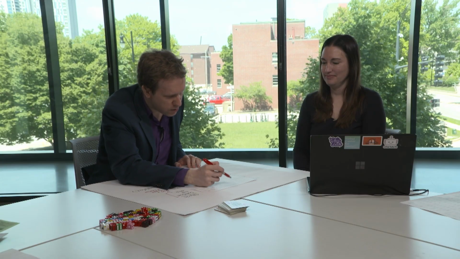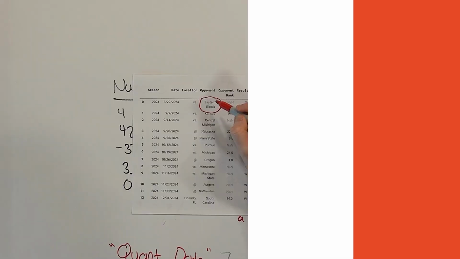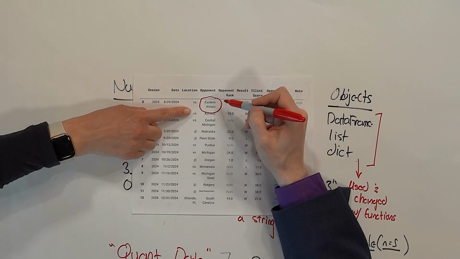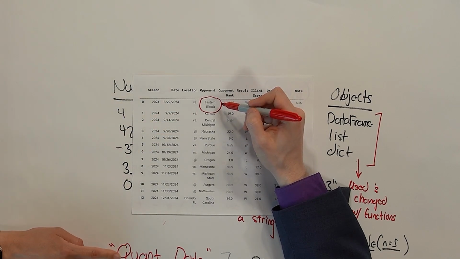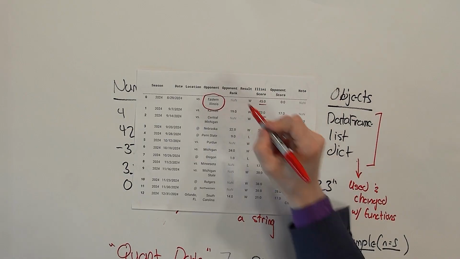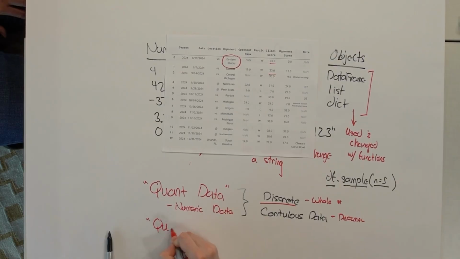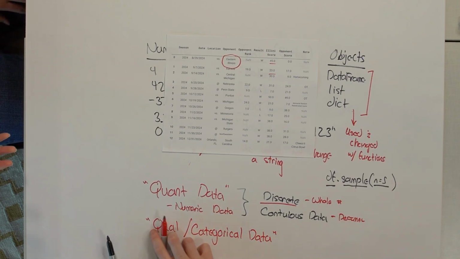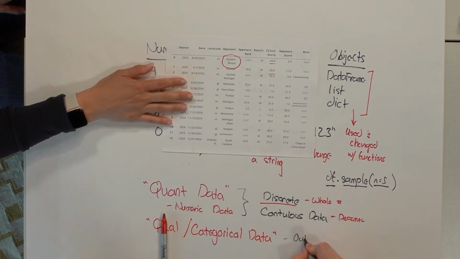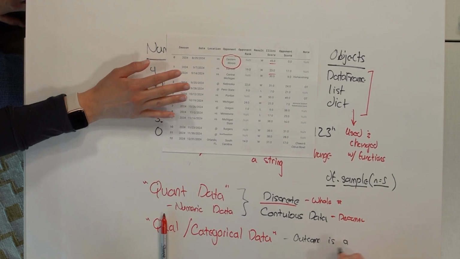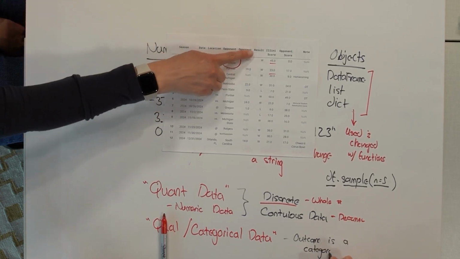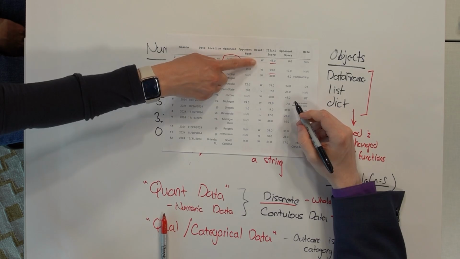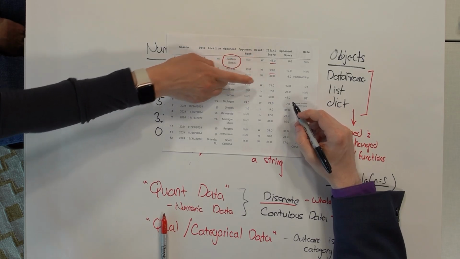So it looks like this Eastern Illinois, that is data, right? Yeah, that is data, but it's not quantitative data. This is actually going to be something called qualitative data or categorical data. And this is data where the outcome is a category. So if we look at the football data set really quick, I can see that there's a lot of categorical data here. So like the result, whether they won or lost, this is going to be a category where you're either going to have a W or an L.